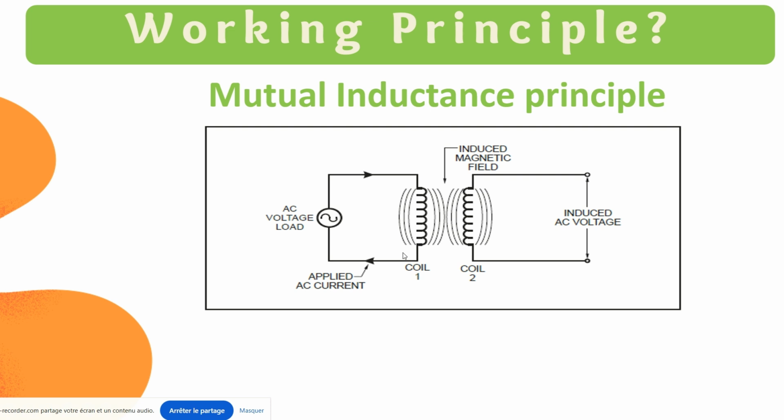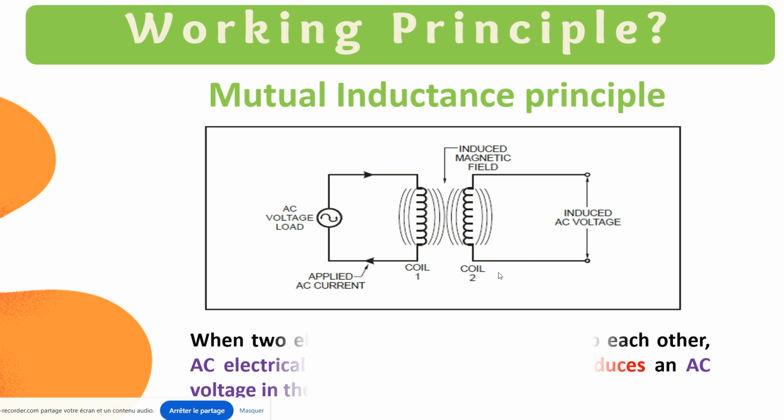We talk about the mutual induction principle when we have two coils. For example, I have the first electrical circuit and the second electrical circuit. I have an AC voltage, a coil that has a current here, and there is the second coil, and I have here an induced voltage or a load.